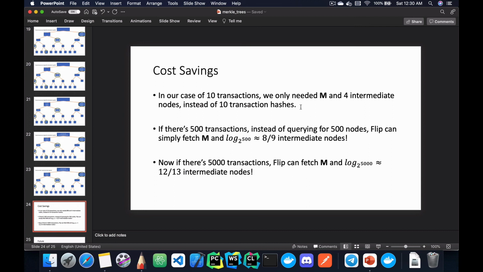Now, if we extrapolate this scenario to 5,000 transactions, Flip can simply fetch M and around 12 to 13 intermediate nodes. Just think about the improvement from 5,000 transactions to 12 to 13 intermediate nodes. That's all you need to retrieve the Merkle root. That's all you need to verify whether your transaction has actually followed through on the blockchain network.